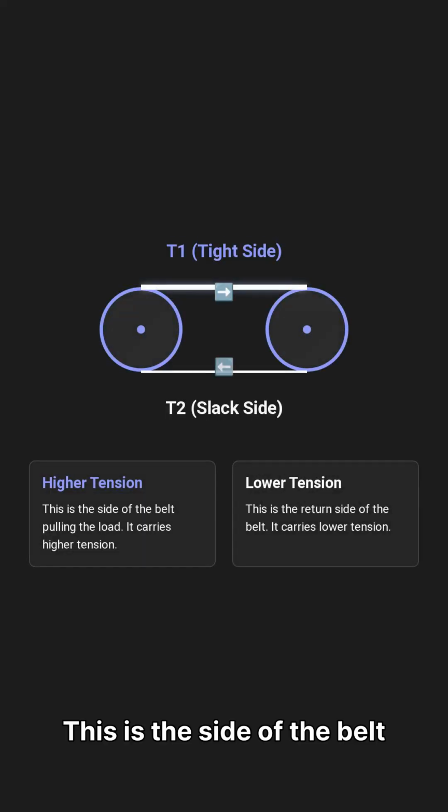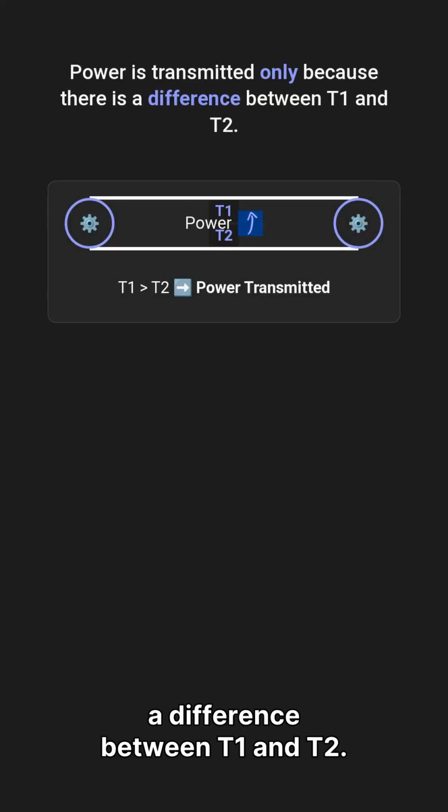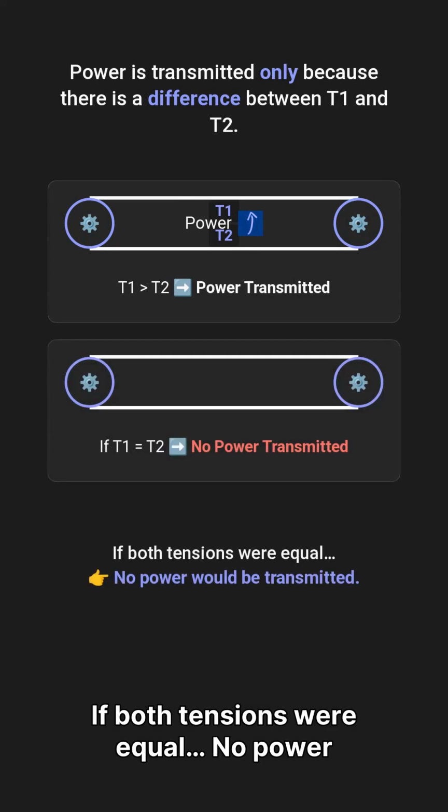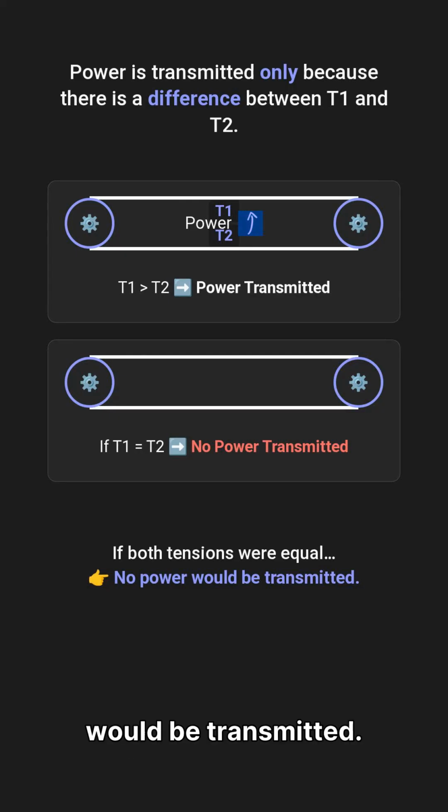This is the side of the belt pulling the load. It carries higher tension. This is the return side of the belt. It carries lower tension. Power is transmitted only because there is a difference between T1 and T2. If both tensions were equal, no power would be transmitted.